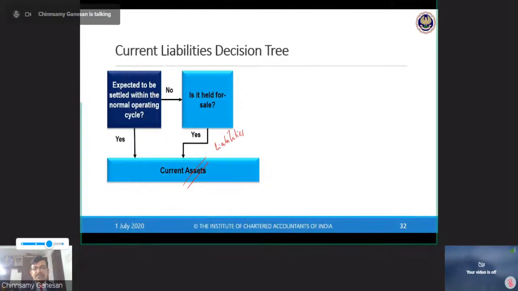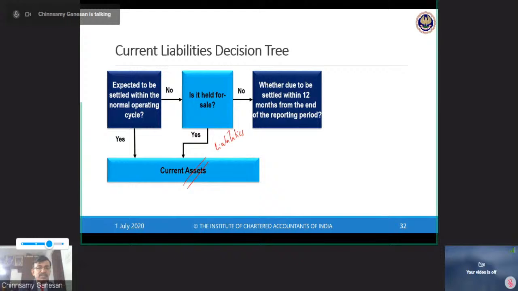Okay. Suppose I am saying, no, it is not held for sale. It is not expected to be settled within the operating cycle. What is the 3rd condition? The 3rd condition says whether it is due to be settled within 12 months from the end of the reporting period. So that means, but I am going to settle it after 2 years because I have a dispute.